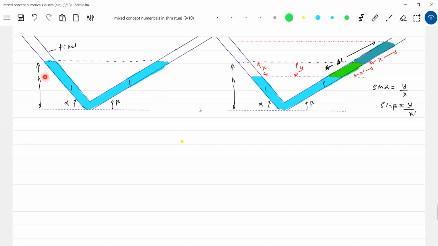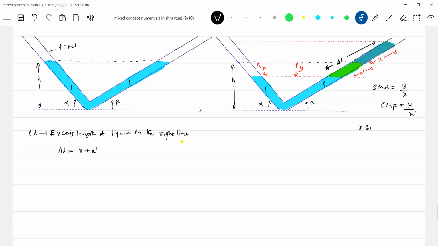Pressure depends on depth. Now what will happen now? This is the excess length of liquid column. So what is delta L? Excess length of liquid in the right limb. Like this we can write it. So delta L is what? Excess length of liquid in the right limb. So what is delta L? So now, y is equal to, we have replaced. So therefore, equating these two, x sine alpha equals x dash sine beta.